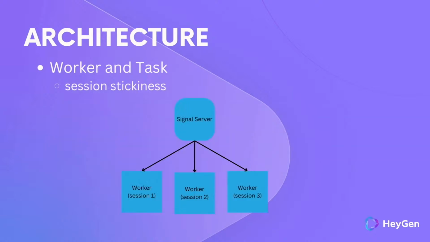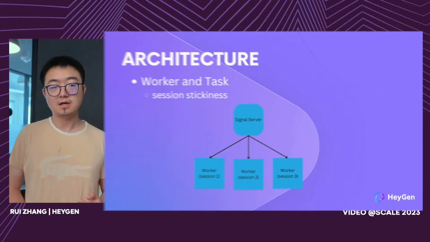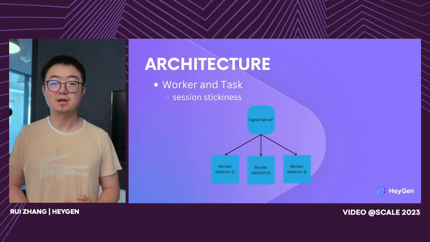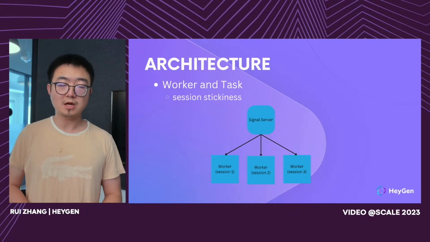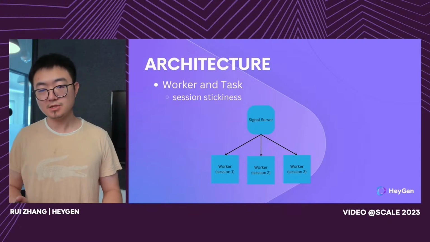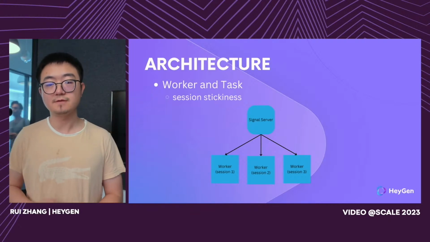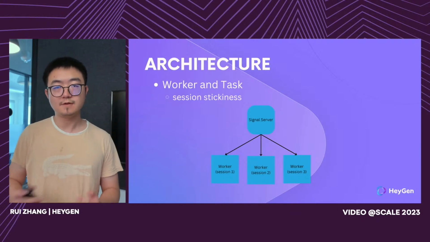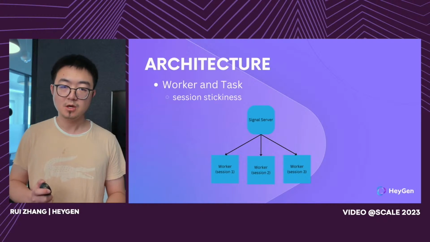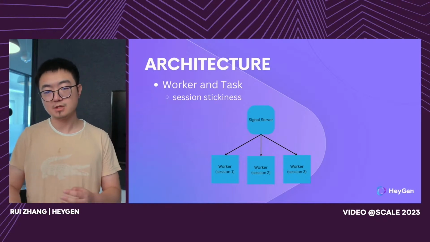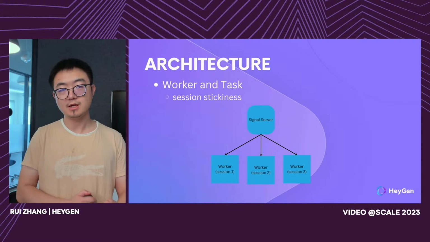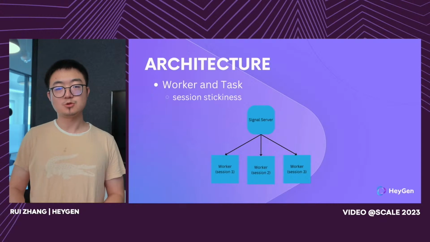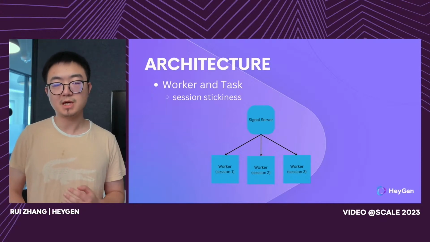Another optimization we do in this service is called session stickiness. Some background about this is that our system can support different avatars, but different avatars actually have different artifacts and different model parameters. So in order to support different types of avatar tasks, we have to swap the model parameters out from the GPU memory and feed in new parameters.